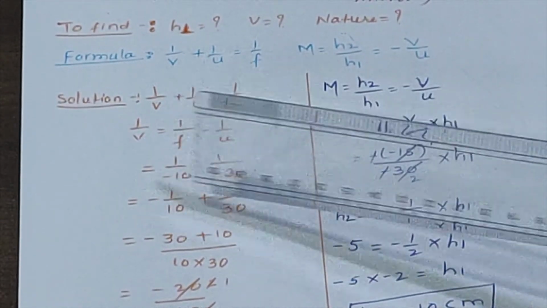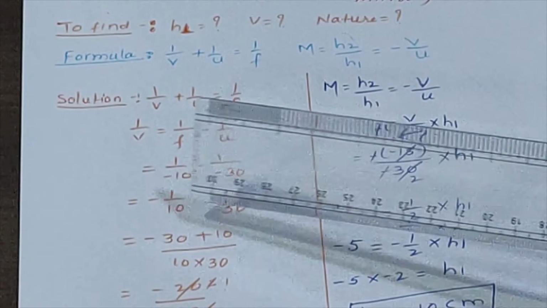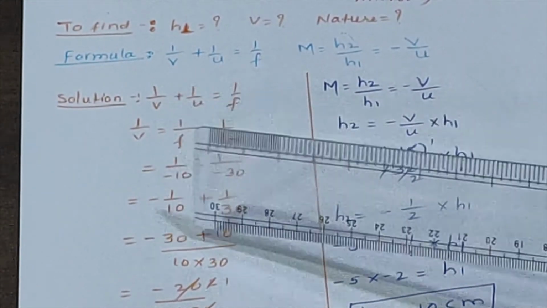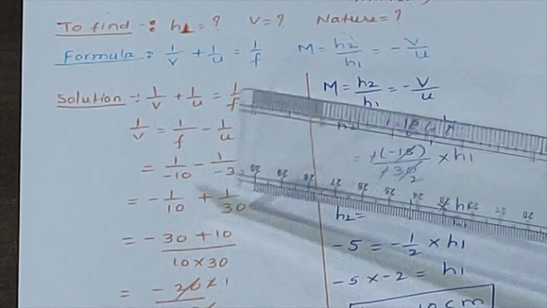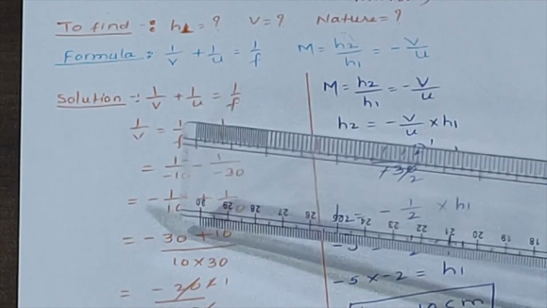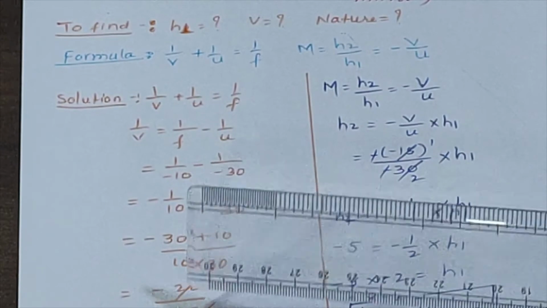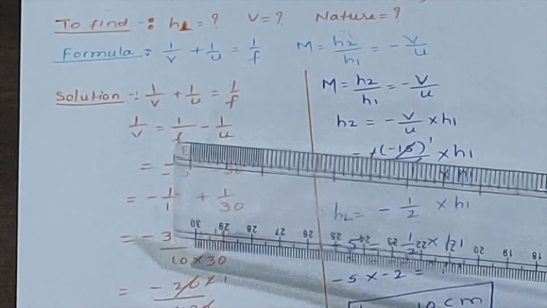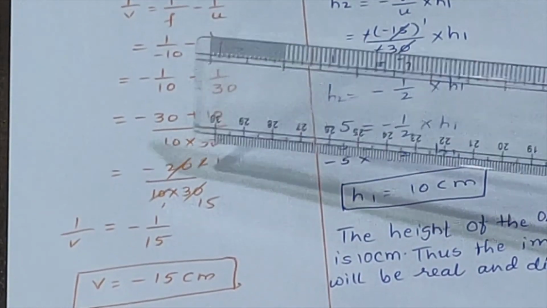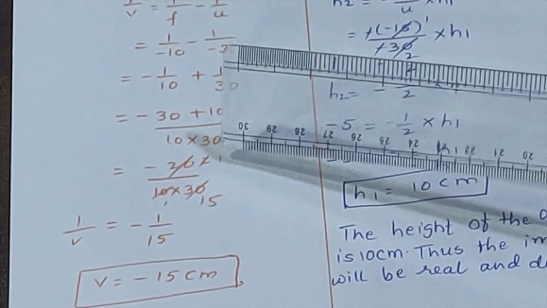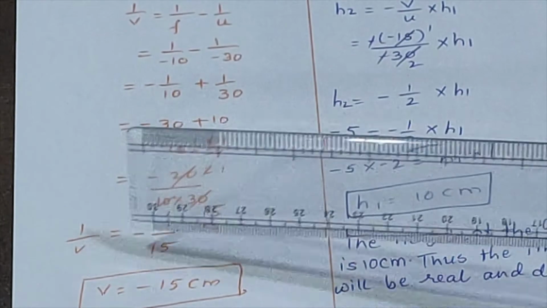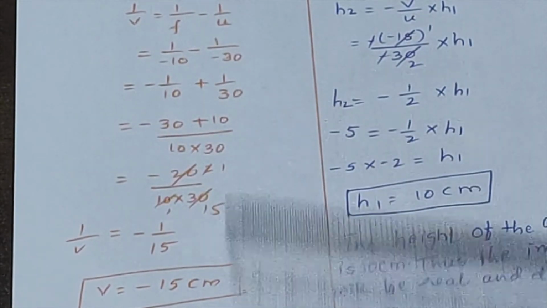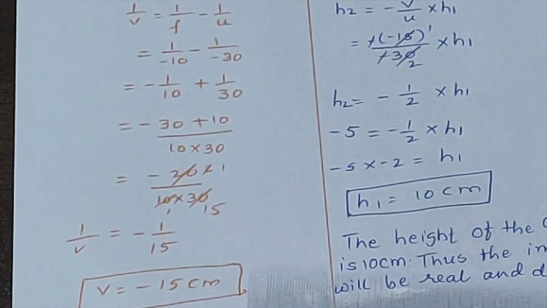Now you can cross multiply, or solve whichever way you want, but I have cross multiplied here. 30 into 1, that's -30. 10 into 1, that's plus 10 here, upon 30 into 10. So here is -30 plus 10 is -20 upon 10 into 30. Now you can solve this: 2 ones are 2, 15s are 30. So you get 1/v = -1/15. Now if I take the reciprocal, v = -15 centimeter.